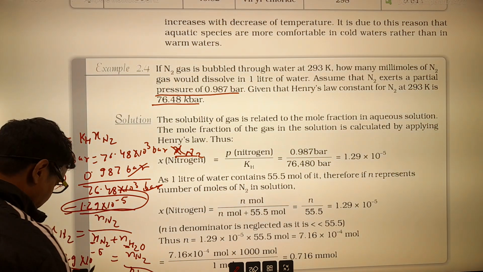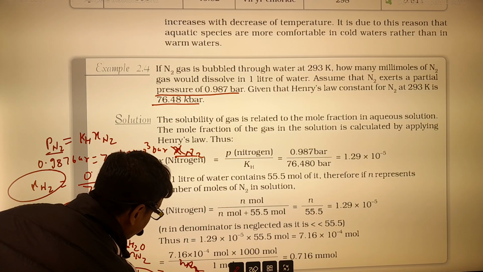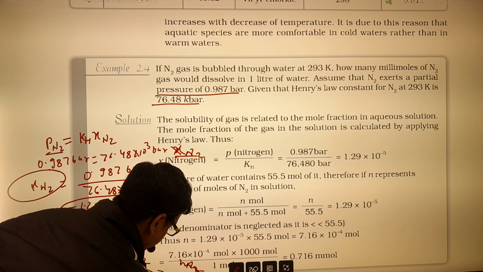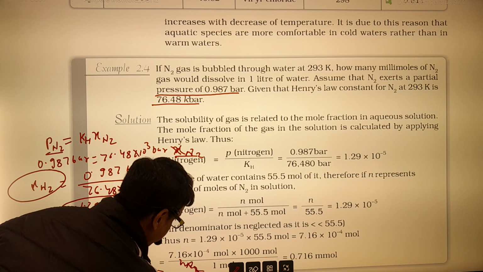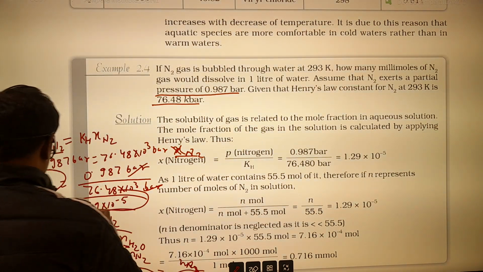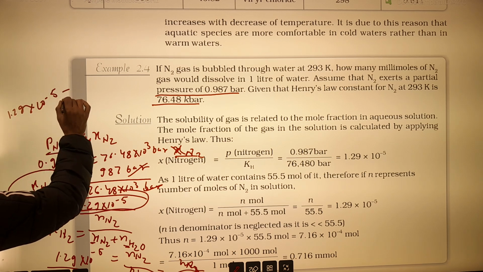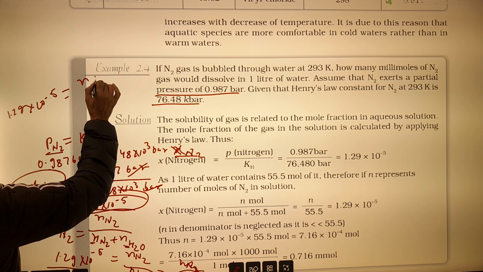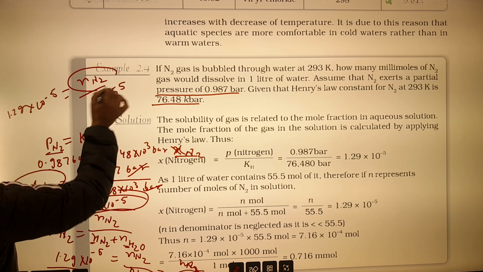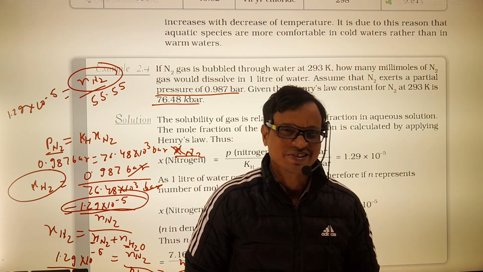That will equal the number of moles of nitrogen upon the moles of water. There is 1 liter of water, that means 1000 gram of water, so 1000 gram upon 18. On solving, that will be 55.55. So 1.29 into 10 power minus 5 will equal the number of moles of nitrogen upon 55.55. Now you can find out the number of moles of nitrogen. Okay guys, solving this question was very easy.